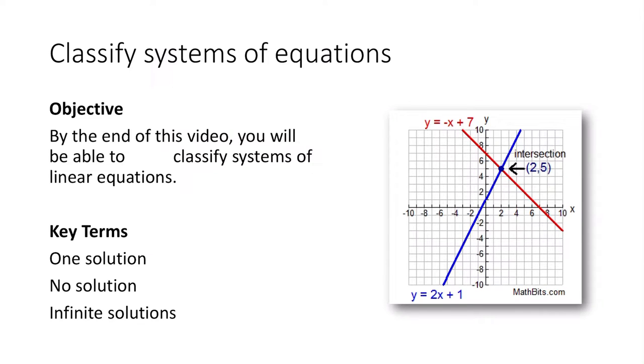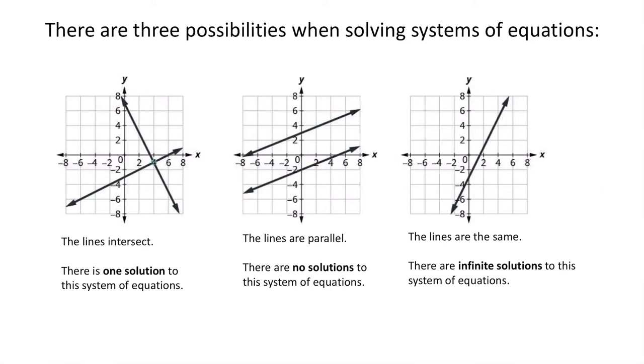In this video, we're going to talk about how to classify systems of linear equations. When you solve a system of equations, one way to solve them is by graphing. Based on how the graph looks, there are three possibilities. The first possibility is that the lines will intersect. When they intersect, that one point where they intersect will be the solution to the system of equations. So this system of equations will have exactly one solution.